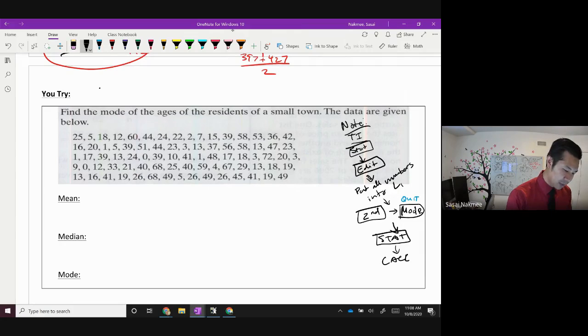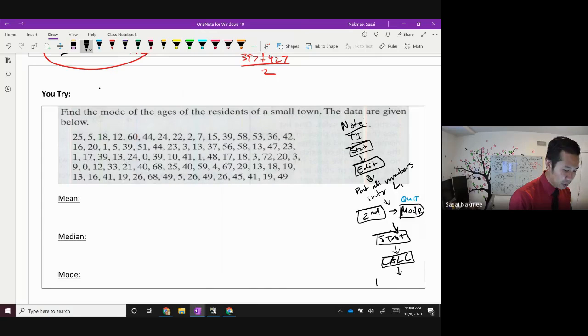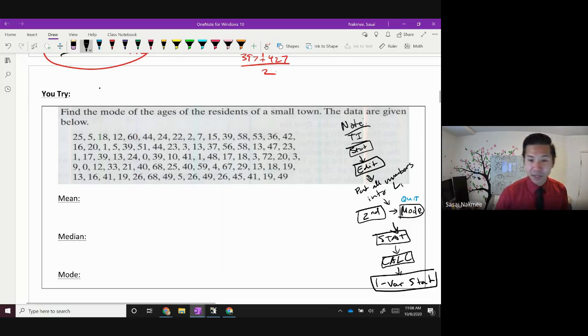You're going to look over to calculate. It's not a button. It's actually an option at the top right here. When you press stat, it goes into edit. You go over to calculate, which is over here, and select one var stat, and press enter on that one.